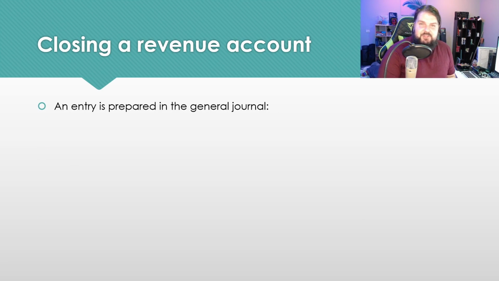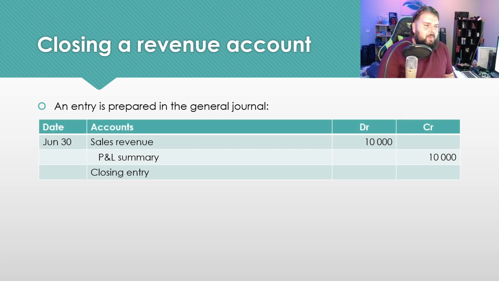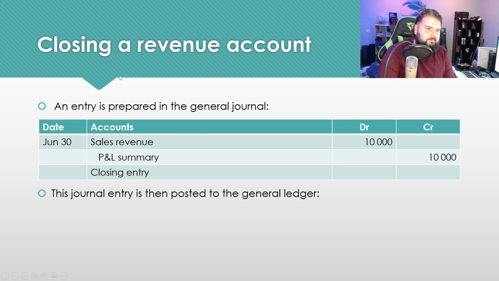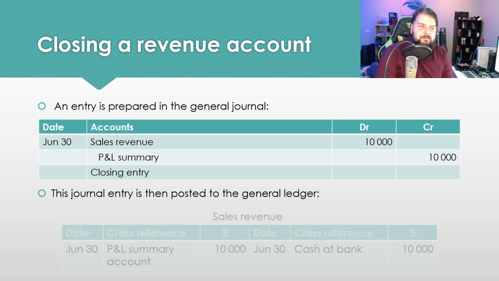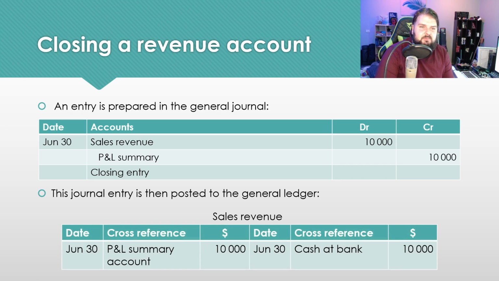First off, in the general journal, it looks like this. We go on June 30th, we go to our sales revenue account, and we put in $10,000 on the debit side. What is our cross-reference? It's our profit and loss summary. And why do we do it? It's a closing entry. So that's step number one. Once we've done that, we can post it to our ledgers, and it looks like this.